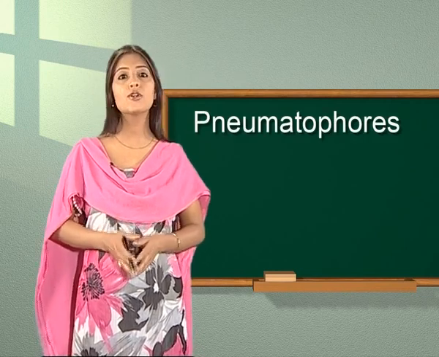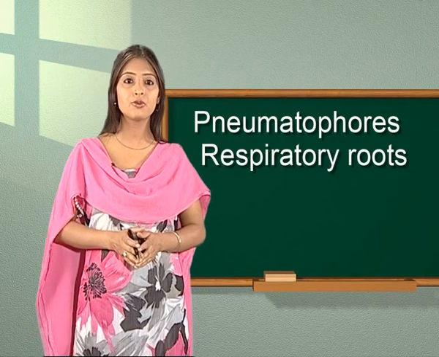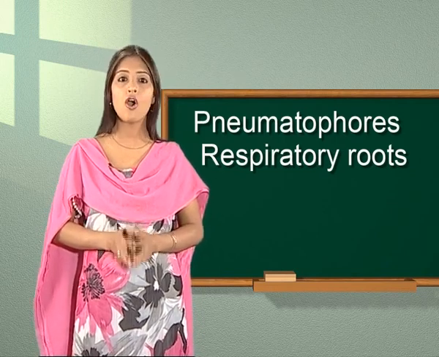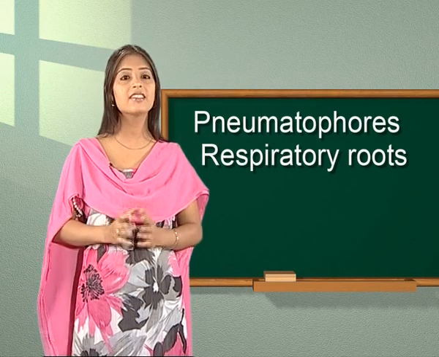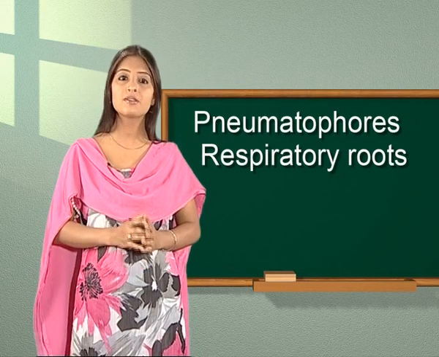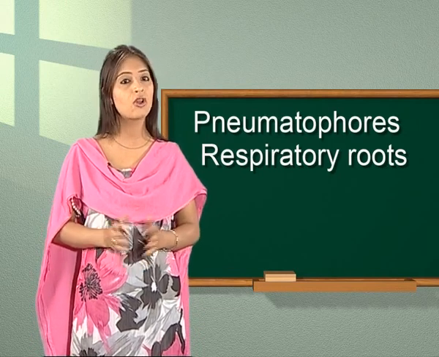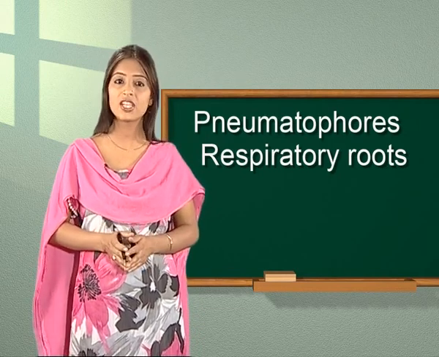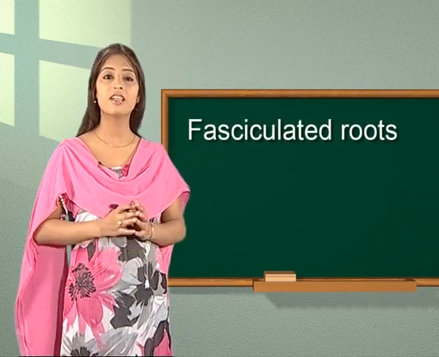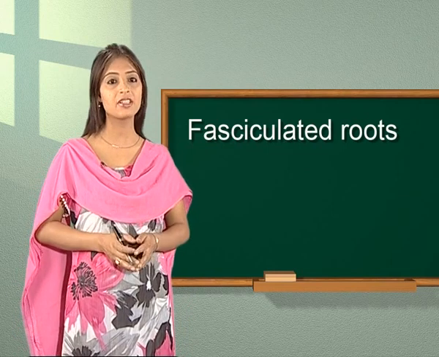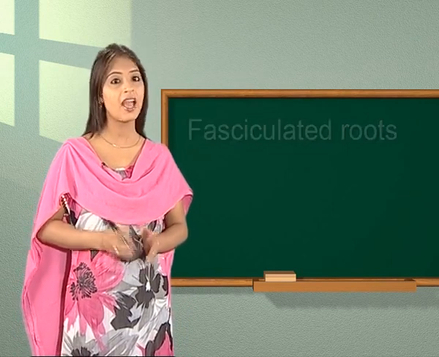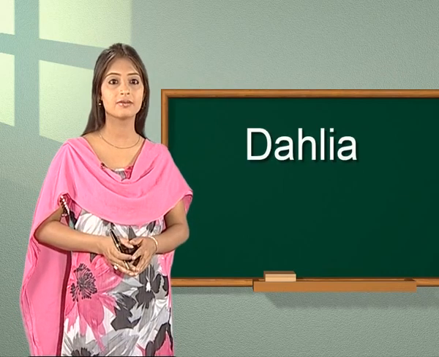Pneumatophores, also known as respiratory roots, are found in plants growing in mangroves or saline swamps near the seashore. Pneumatophores bear small respiratory pores called lenticels for exchange of gases. In fasciculated roots, the swollen, fleshy tuberous roots occur in clusters at the base of the stem, as in dahlia.